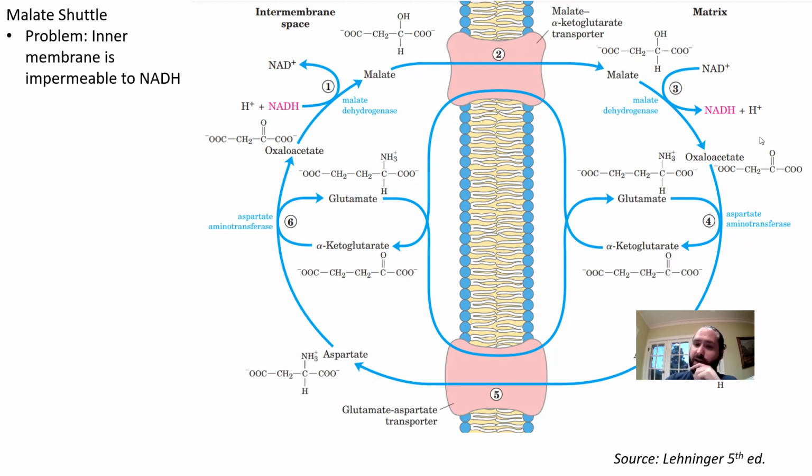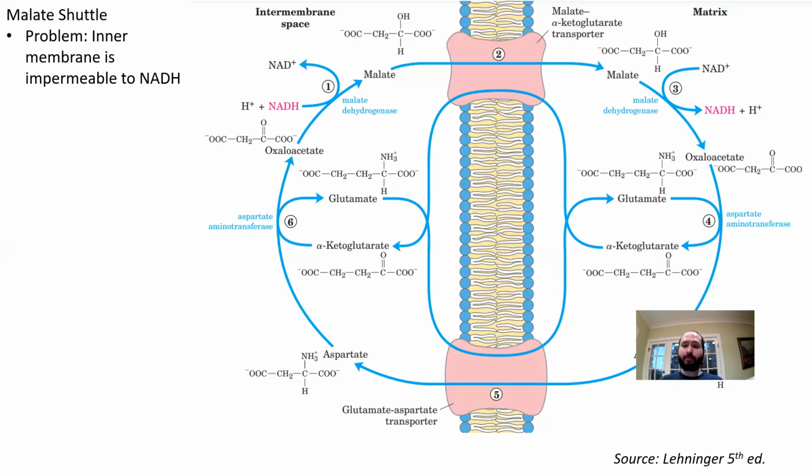Once our malate gets transported into the mitochondrial matrix, we'll oxidize malate to oxaloacetate, which can then go into the citric acid cycle. And then we will get our NADH back. We will reduce NAD+ to NADH. So that's the way the cell dealt with this problem of glycolysis making NADH, but the inner membrane of the mitochondria being impermeable. Any questions?